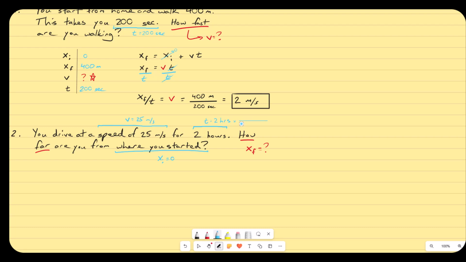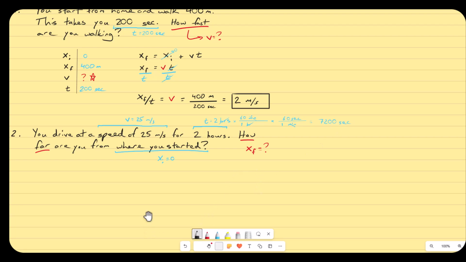So I know 1 hour is 60 minutes, so that hours and hours can cancel. I know 1 minute is 60 seconds. And minutes can cancel. 2 times 60 times 60 is going to be 7,200 seconds. Now I can set up my table.